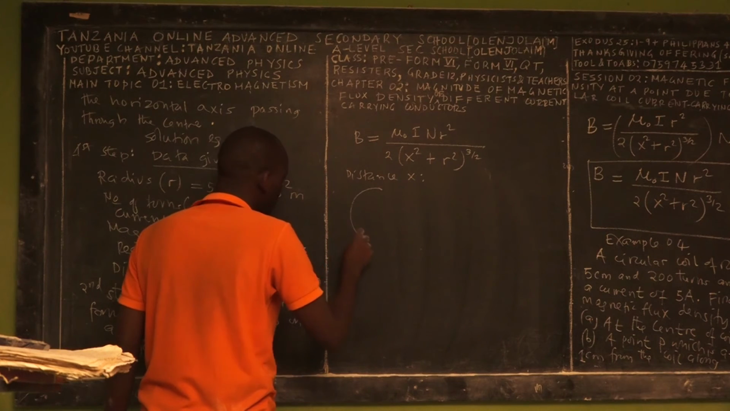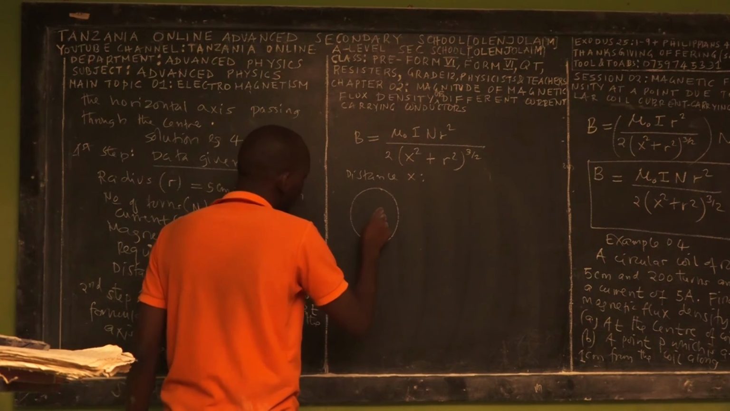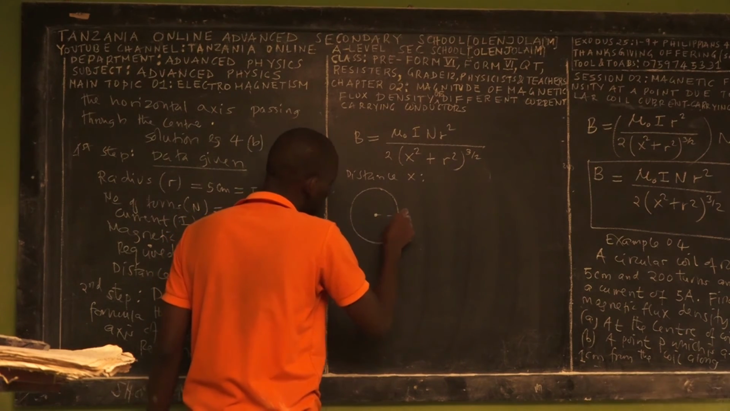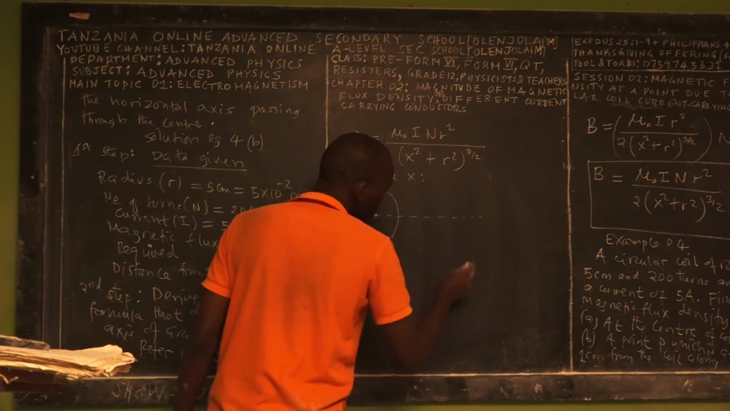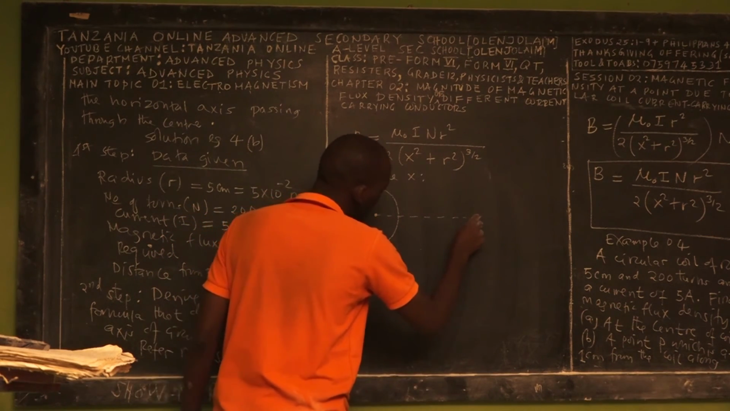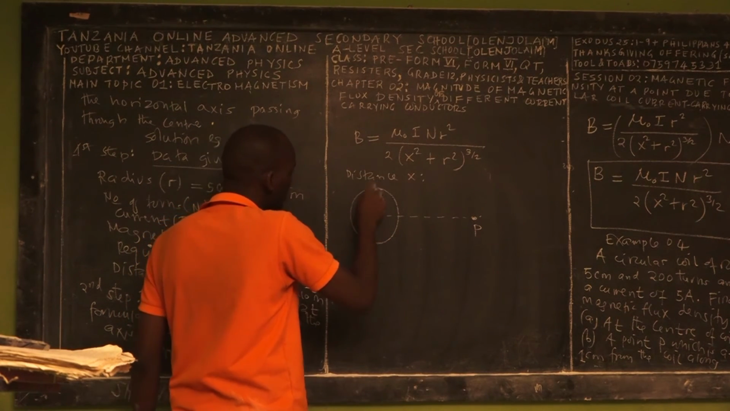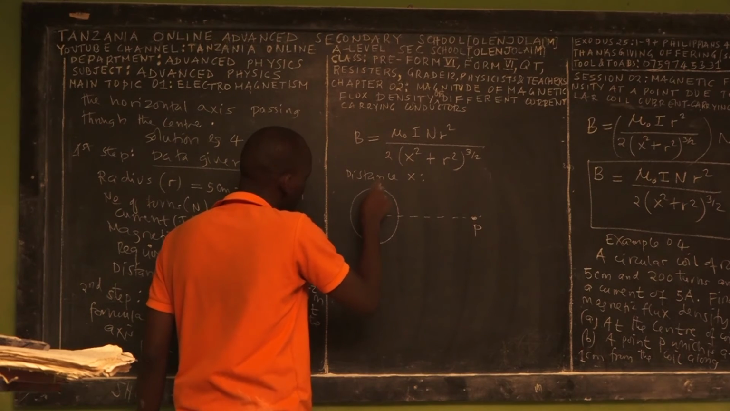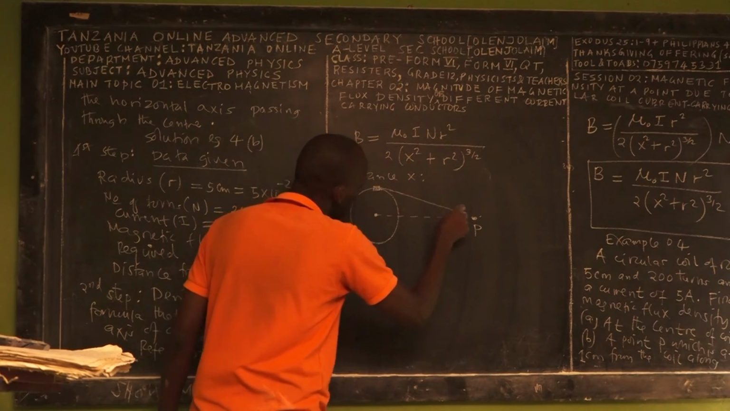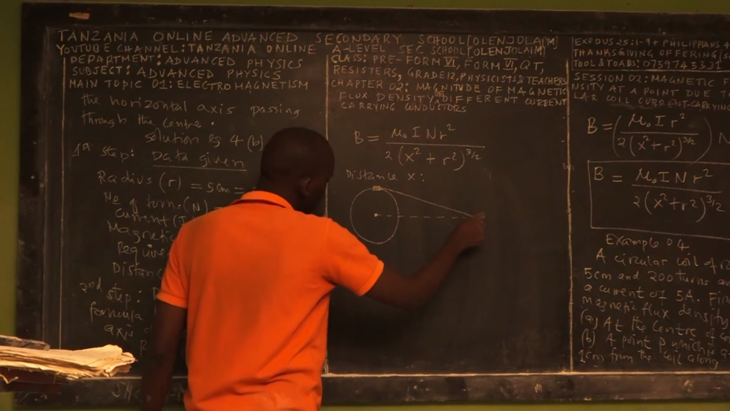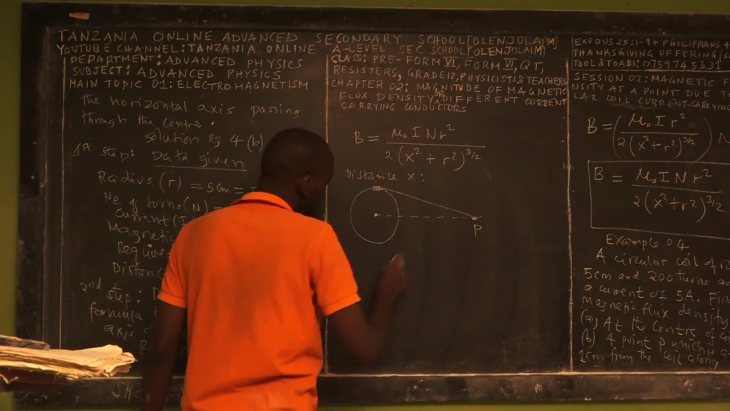Here we have a circular coil, and this is the center. And here we have an axis. And this is the point P. So if you want to deal with a small segment, we take a small segment here. This is the distance between the small segment and the point.